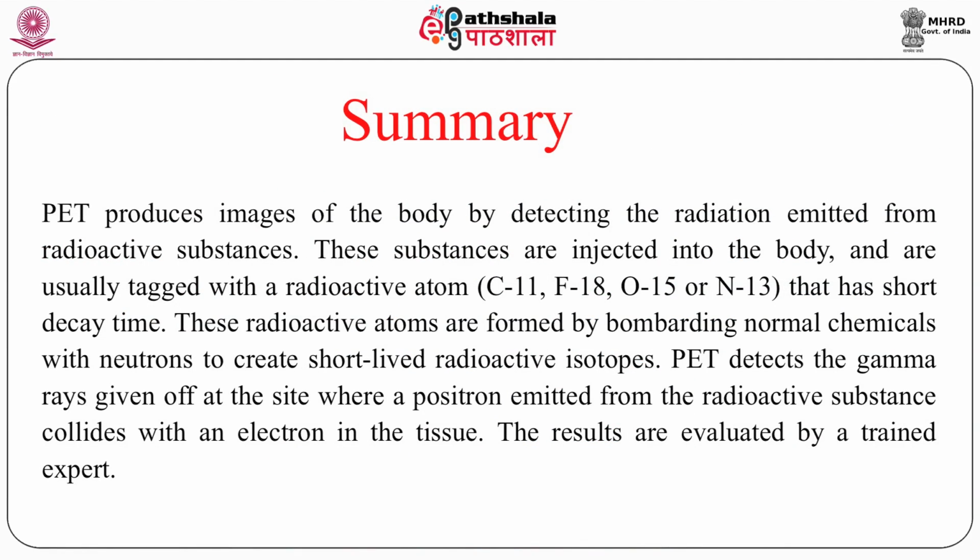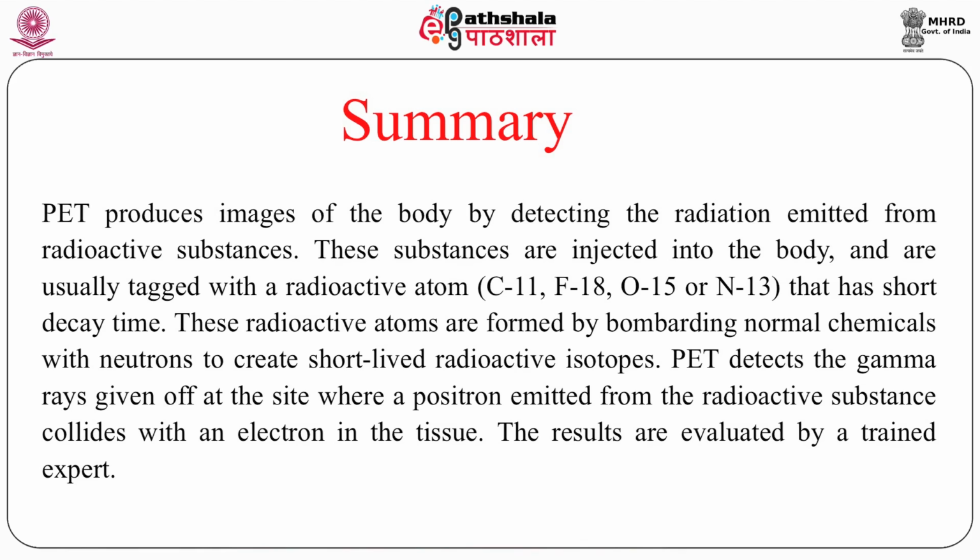In summary, in the presentation we say that PET produces images of the body by detecting the radiation emitted from a radioactive substance. These substances are injected into the body and are usually tagged with a radioactive atom like carbon, fluorine, oxygen, nitrogen. These are the 4 important positron emitters used in nuclear medicine as far as molecular imaging is concerned, which have a short half-life.